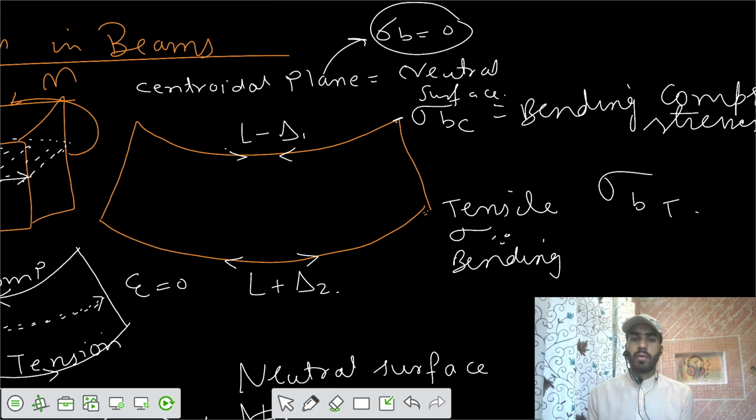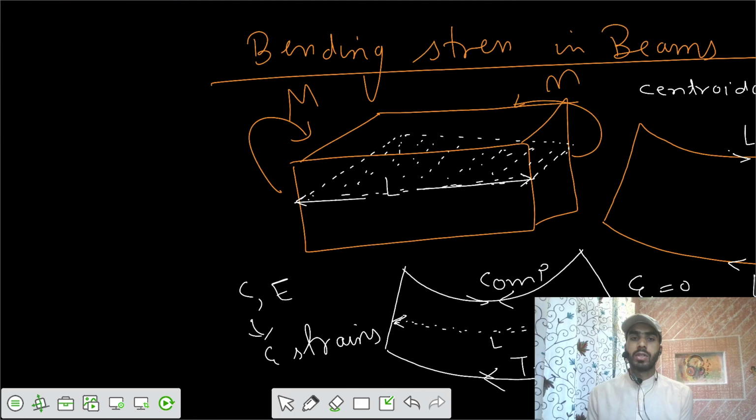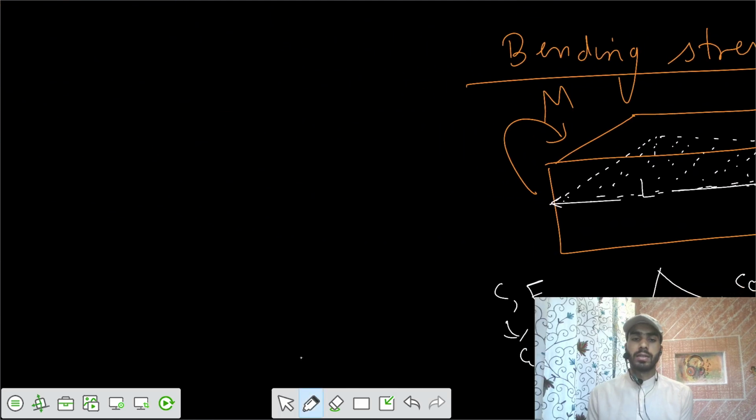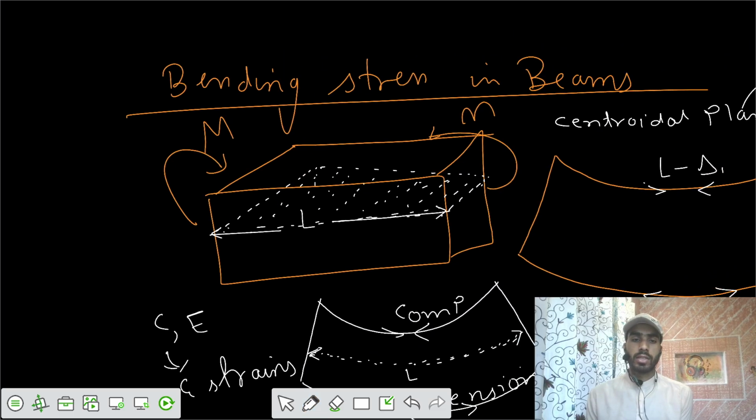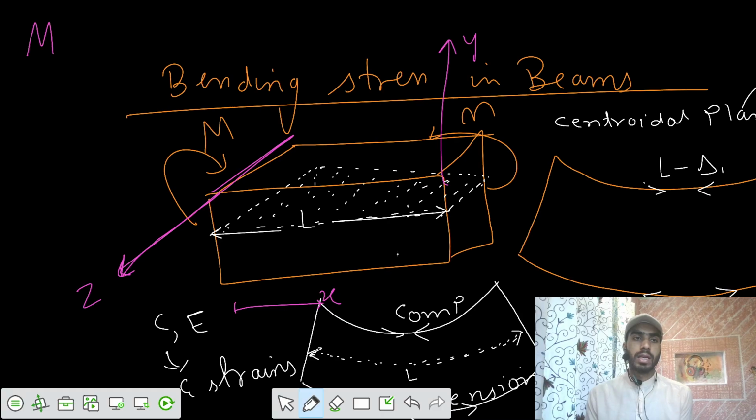So now we have a few terms that we can discuss. Let's say this is the direction of moment. You're applying moment in the z direction. This is the z direction, this is the x direction, and this is the y direction. So you are applying moment in the direction of z, so we can call it Mz.